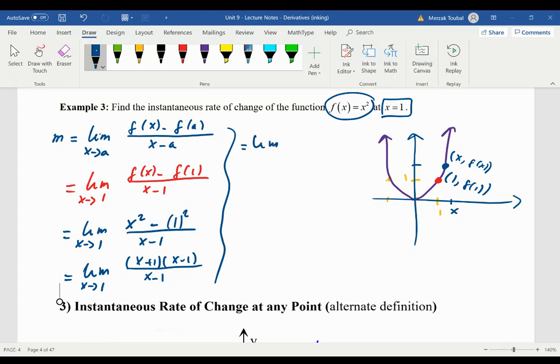So the x minus 1 cancels with x minus 1, and what remains is x plus 1. Of course, now we can find the limit. 1 plus 1 is 2. So it means the slope of this curve at that point is 2. At that instant is 2.